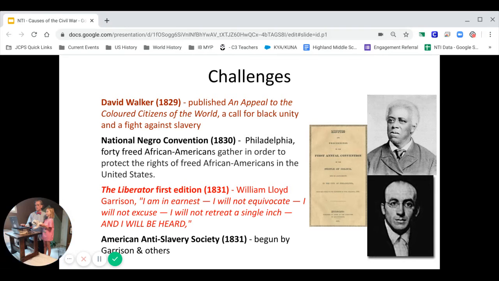And in his first printing, the first edition, he had as part of an editorial the language that's in the quote there. I am in earnest. I will not equivocate. I will not excuse, and I will not retreat a single inch, and I will be heard. So he was very forceful in his hatred of slavery. And he also helped begin the American Anti-Slavery Society during that same time.